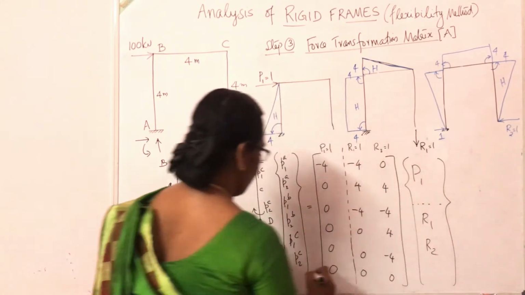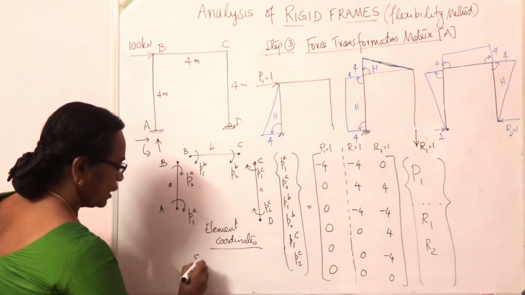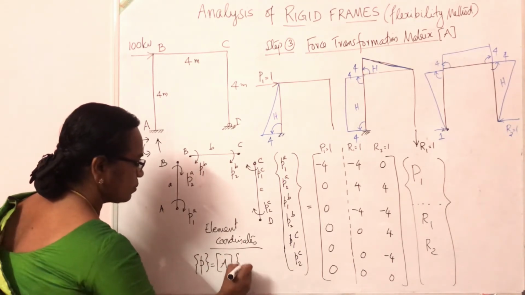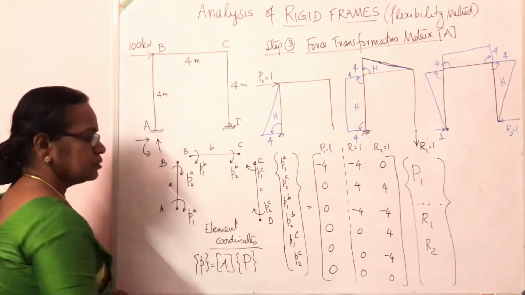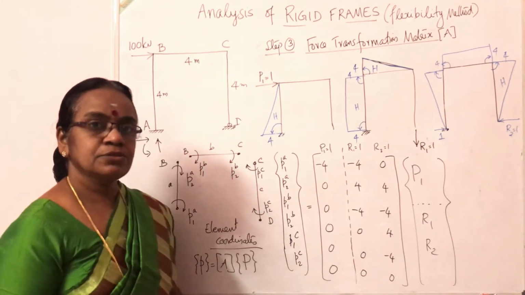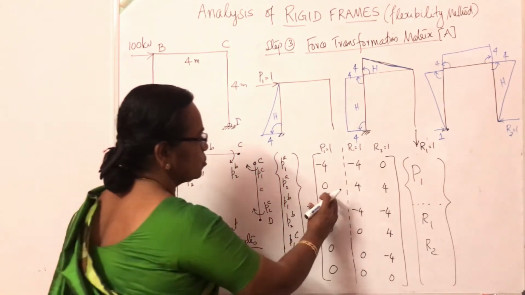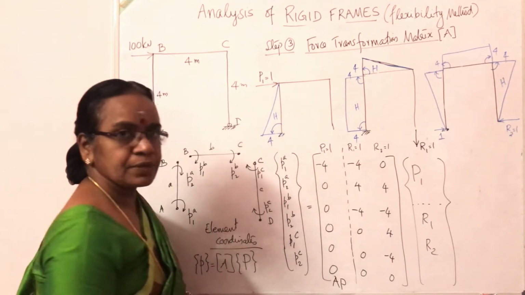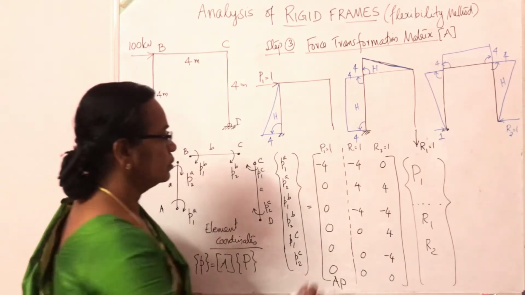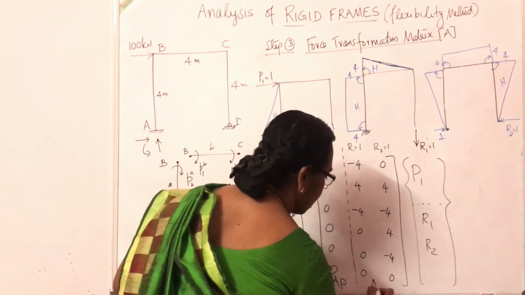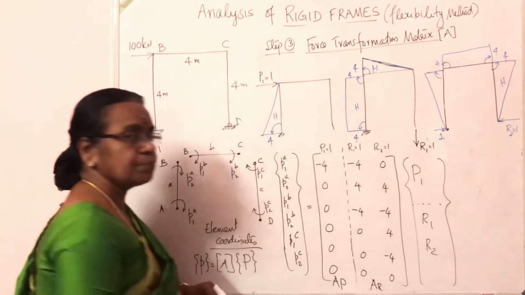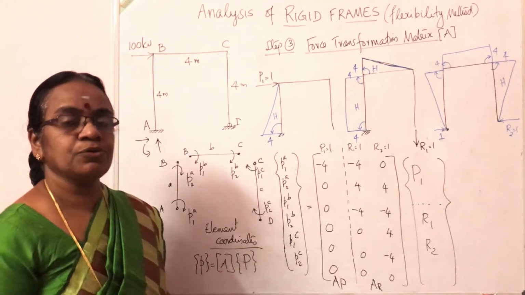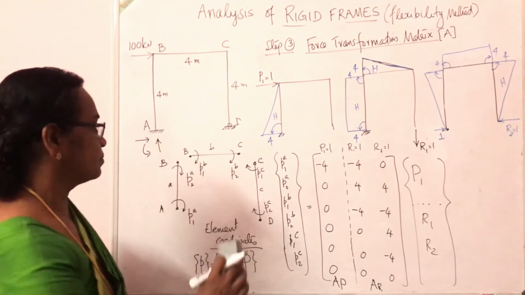So this is of the form: element forces P is equal to the force transformation matrix into the forces in the structure. So of these two portions, this one can be designated as A suffix P, that is the transformation due to external load. This portion is A suffix R, the transformation matrix obtained for redundants. So the remaining steps are the same as we do for the previous examples.